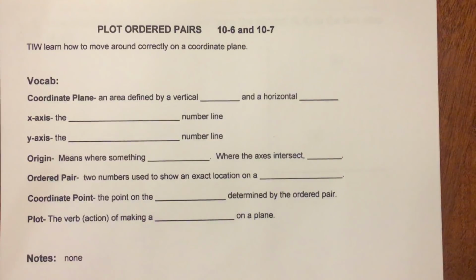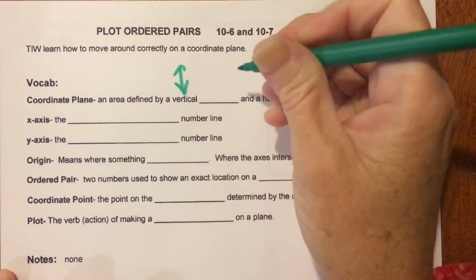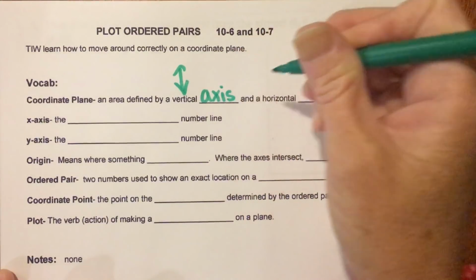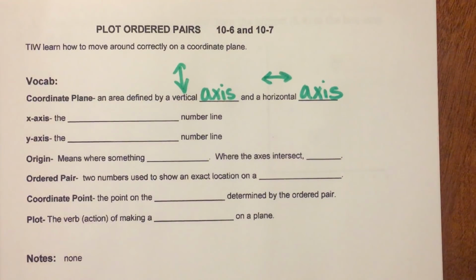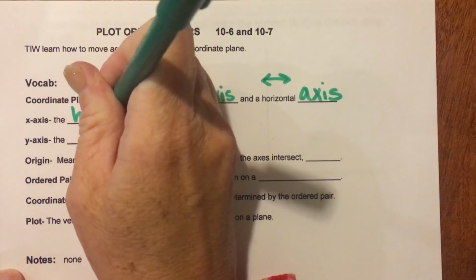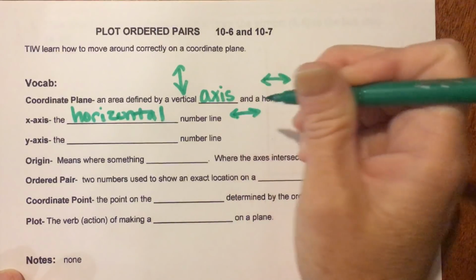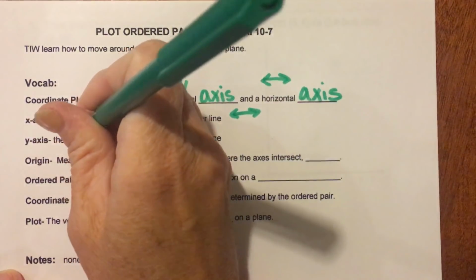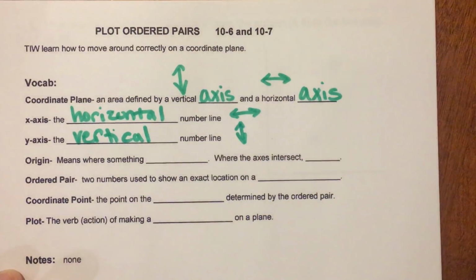Our first one is, what is a coordinate plane? And it is just an area defined by a vertical, and remember vertical means up and down, axis, and a horizontal axis. The x-axis is what you need to remember is our horizontal line. So it's our horizontal line, which means it's going this direction. And the y-axis is our vertical line, which means it's going to be going that direction.